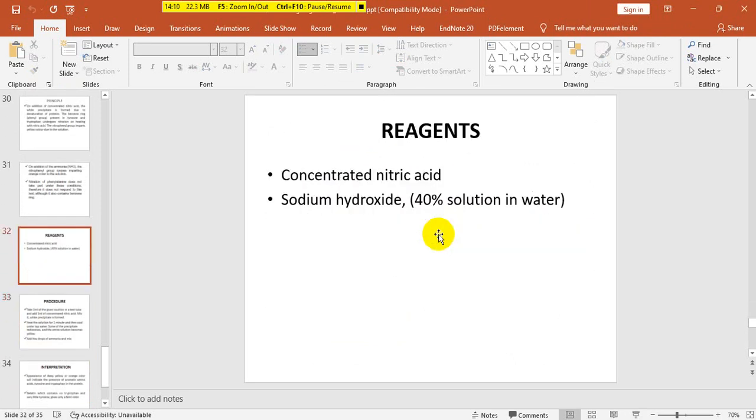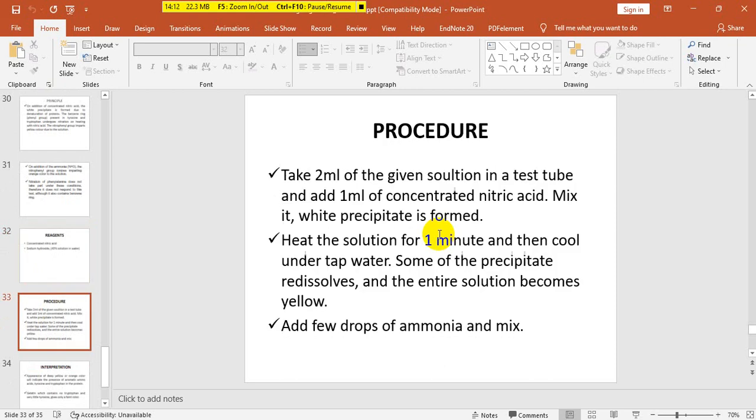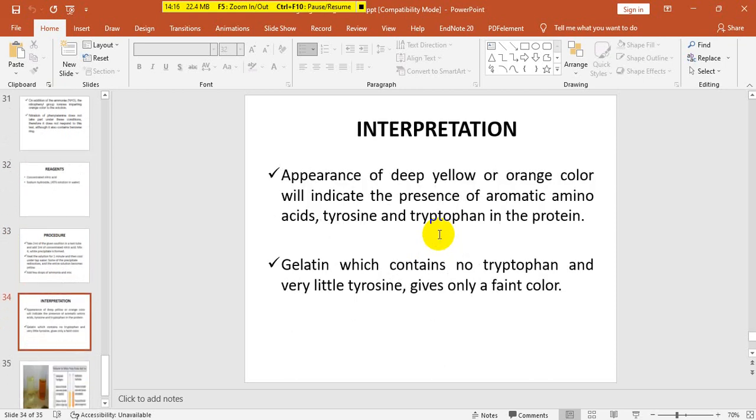So you have to go through the procedure and the reagents also. I may ask you questions on them. Then the interpretation of results: appearance of a deep yellow or orange color will indicate the presence of aromatic amino acids, tyrosine and tryptophan, in the protein. Gelatin, which contains no tryptophan and very little tyrosine, gives only a faint color.